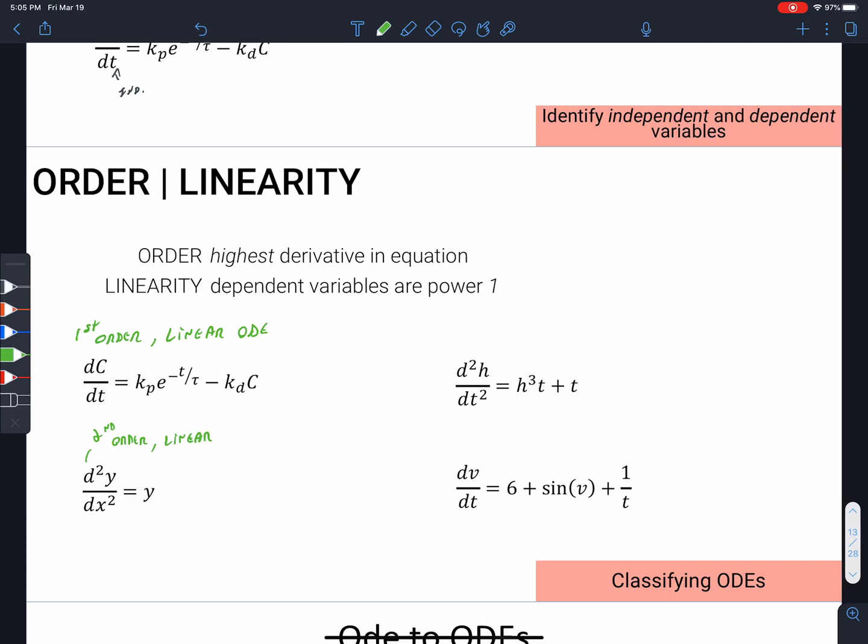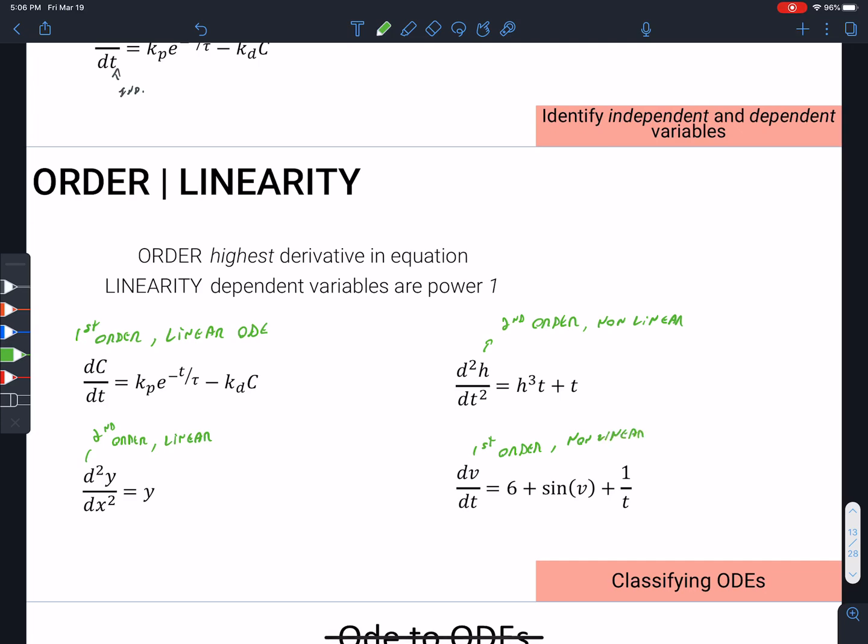Here is a second order. And again, h here will be our dependent variable, right? But h here is expressed as the cubic power. So this is going to be nonlinear. And here we also have another equation, which is first order, because there's only first derivative here. But this is also nonlinear, because this is not a linear relationship on the dependent variable, so this is also nonlinear.